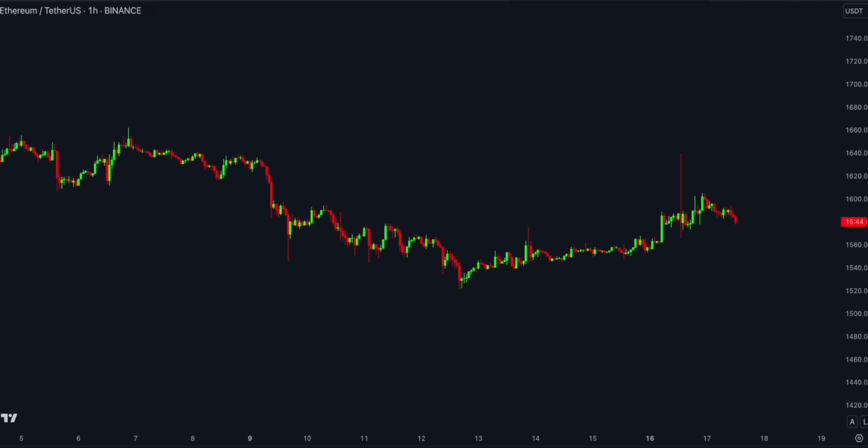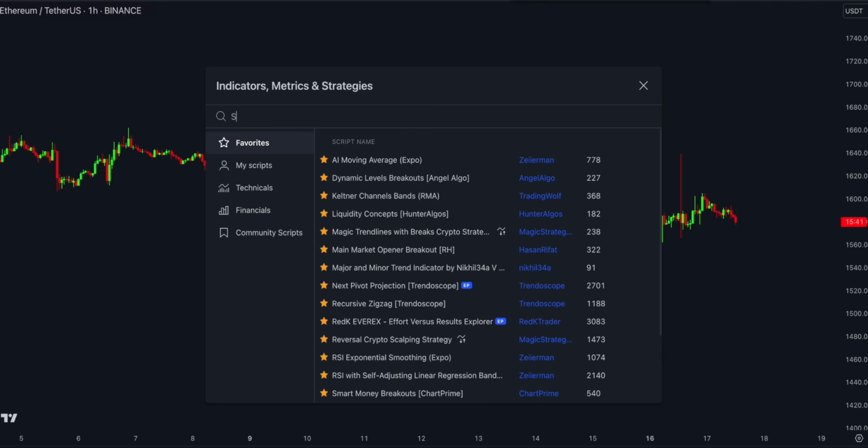To install this indicator on your chart, simply log into your TradingView account and open any chart. Currently, I am viewing the Ethereum price chart on the 1-hour time frame. Open the indicators and search for Smart Money Breakouts by Chart Prime.